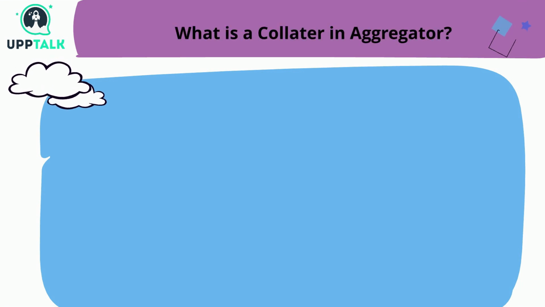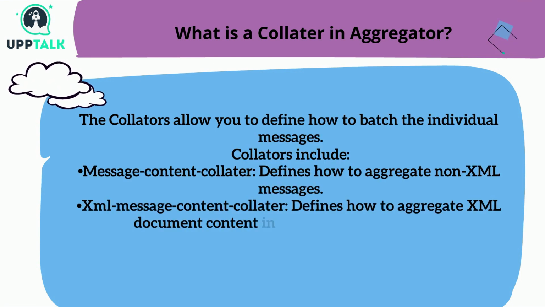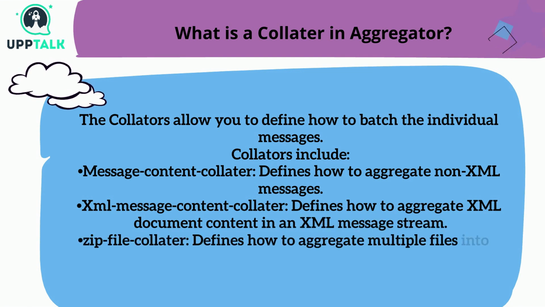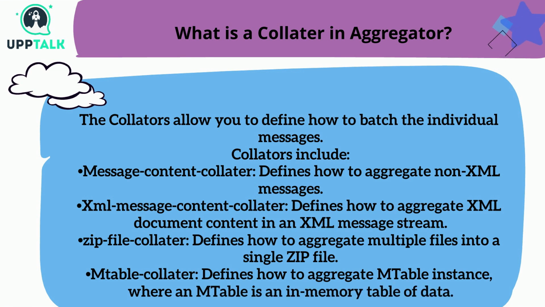What is a collator in an aggregator? The collators allow you to define how to batch the individual messages. Collators include: Message Content Collator defines how to aggregate non-XML messages. XML Message Content Collator defines how to aggregate XML document content in an XML message stream. Zip File Collator defines how to aggregate multiple files into a single zip file. Mtable Collator defines how to aggregate mtable instances, where an mtable is an in-memory table of data.